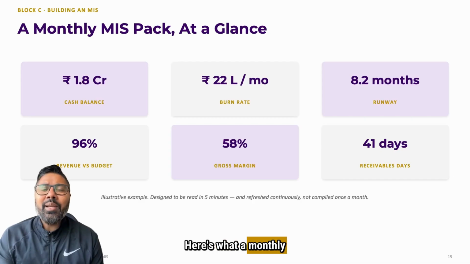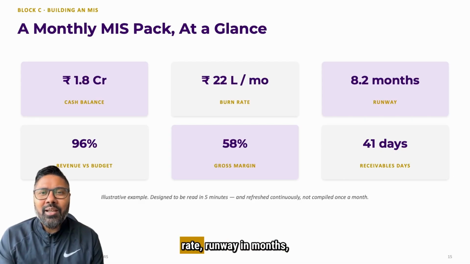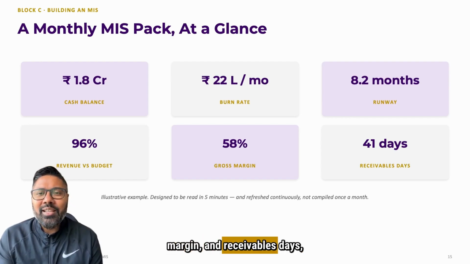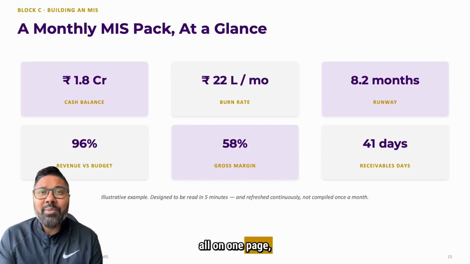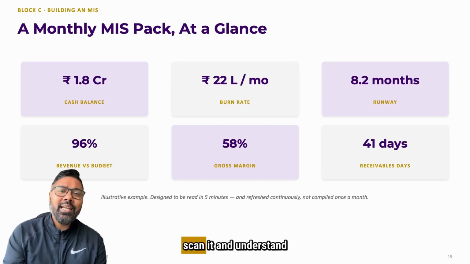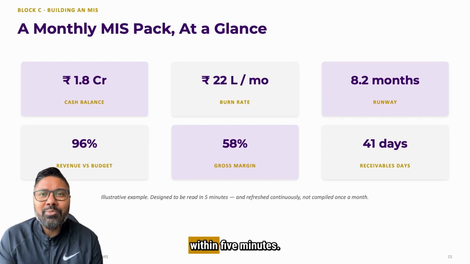Here's what a monthly MIS pack can look like at a glance. Cash balance, burn rate, runway in months, revenue versus budget, gross margin, and receivables days, all on one page, designed so that anyone on your team or on your board can scan it and understand where the business stands within 5 minutes. Notice what's not here.